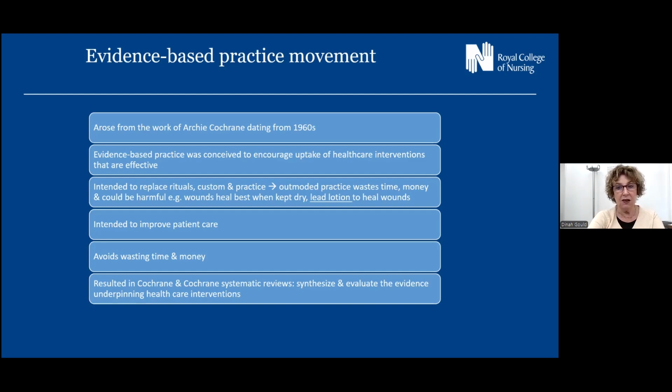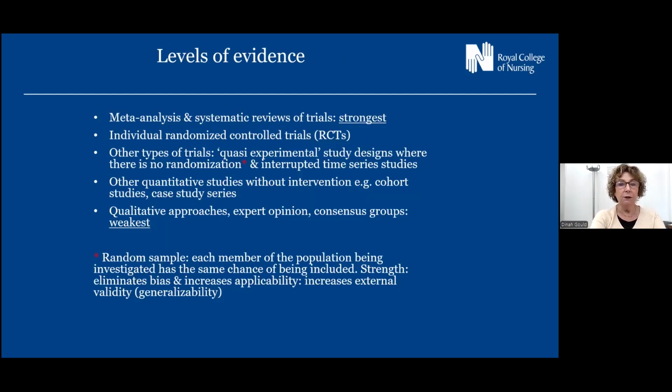So Cochrane synthesises and evaluates evidence that underpins healthcare interventions. There are different levels of evidence. Right at the top of the hierarchy of evidence are meta-analyses and systematic reviews of trials, which are considered to be the strongest evidence. Next are individual randomized controlled trials. Meta-analyses and systematic reviews depend on the evidence of lots of randomized controlled trials, all brought together. Then below that, less robust, are different types of trial designs where there is no randomization. And at the bottom, I've reminded us what a randomized sample is, and we'll talk about that in a minute.